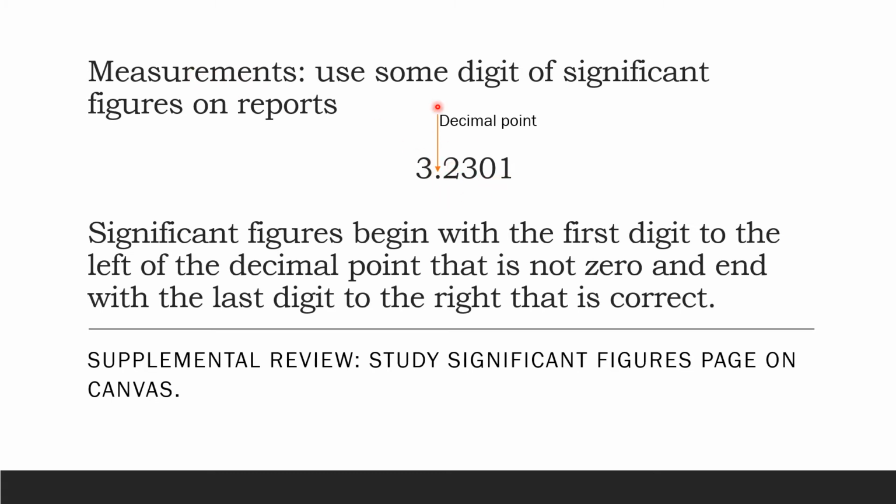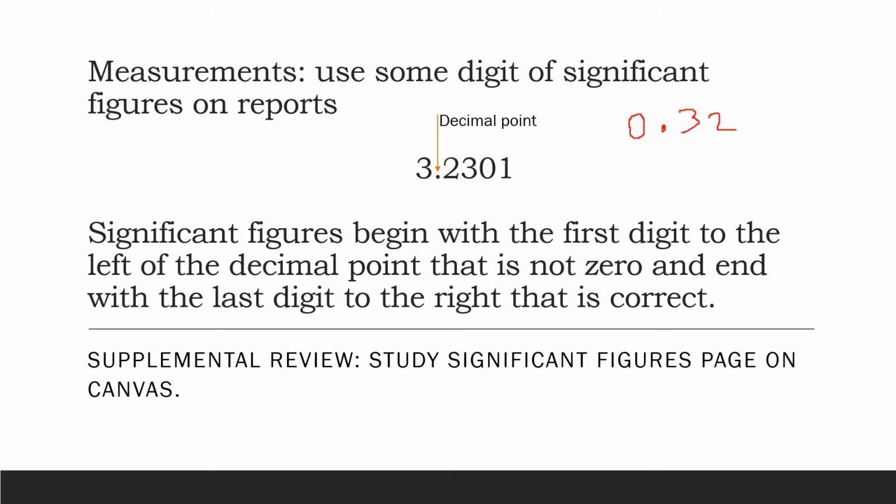Here is a decimal point. Never leave a blank in front of your decimal. If you don't have any number, let's say here is my decimal point, do not leave it blank. You're going to put in 0 right there. That's the correct way of writing 0.32.